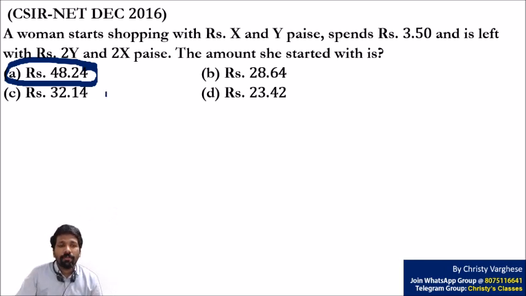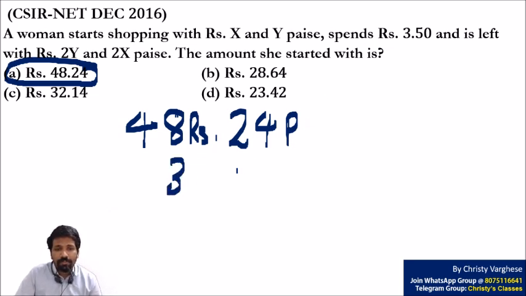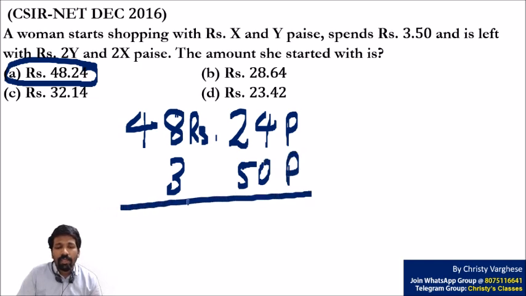48 rupees 24 paise is the answer means the woman started shopping with 48 rupees and 24 paise. And she spends 3 rupees 50 paise. That means from this she is spending 3 rupees 50 paise. Whatever money remains, you have to subtract it and find it. But whatever that subtraction gives you, that will have a very interesting pattern.